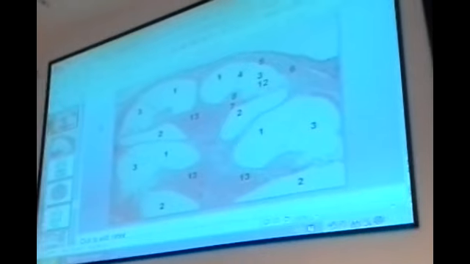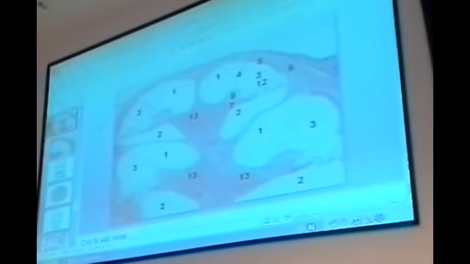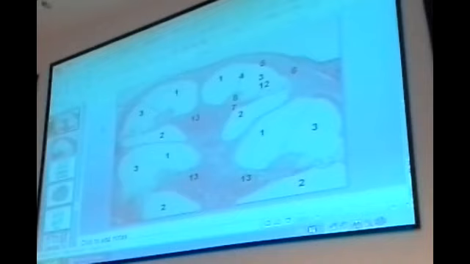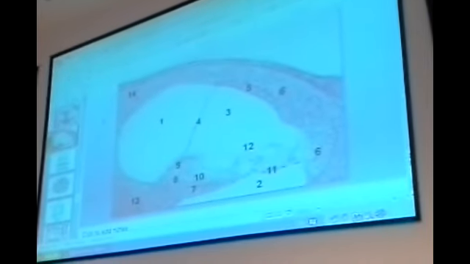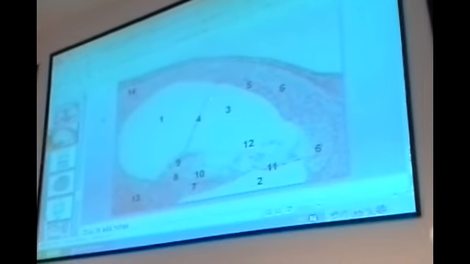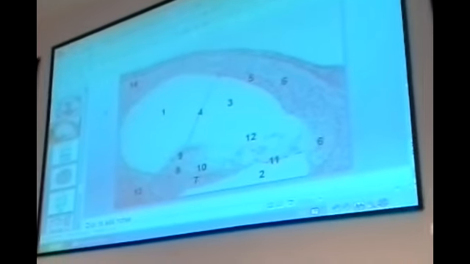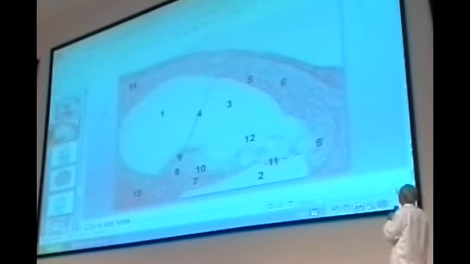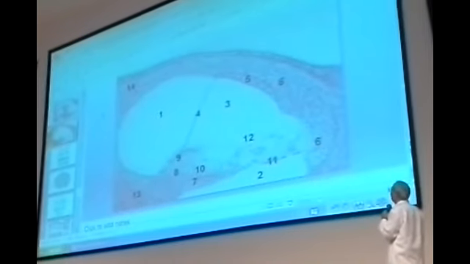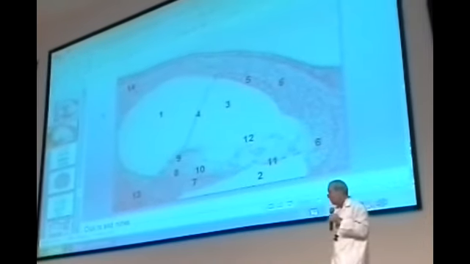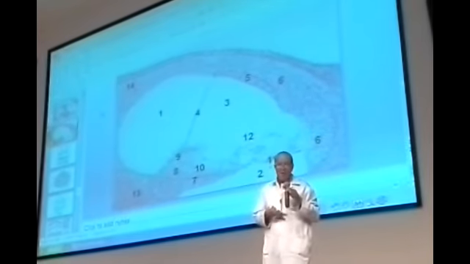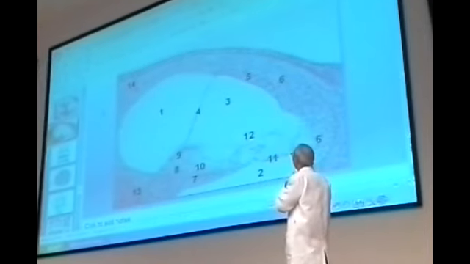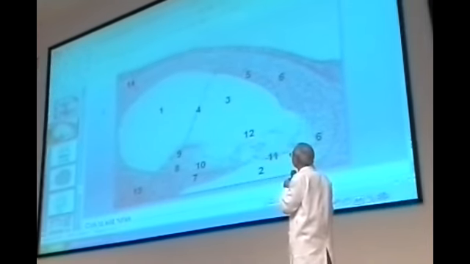Okay, what is the structure you see? Cochlea. What is the structure you see? Organ of Corti. Okay. What is present in number one? What does number one indicate? The scala. Scala what? Vestibuli, media, or tympani? Vestibuli. What does it contain?